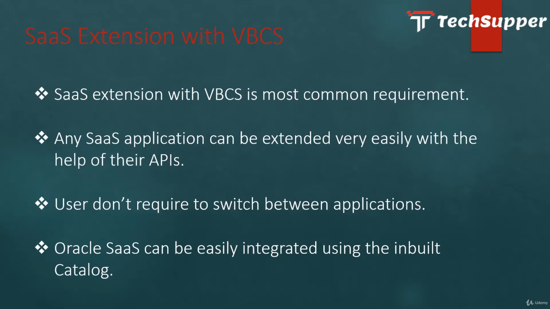Oracle SaaS applications can be easily integrated using the inbuilt catalog. VBCS provides a catalog which can be used to integrate the Fusion application directly. You just need to provide the credentials of the Oracle SaaS application, and all the catalogs of the SaaS application you can see, and you can easily use them.